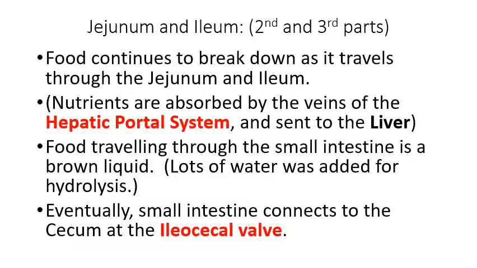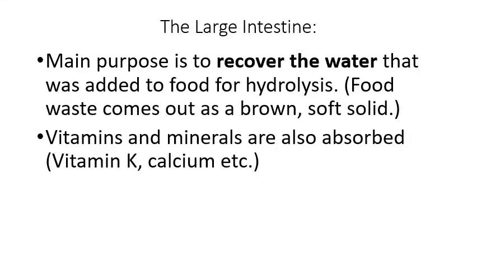Okay, so once we've added all that stuff to the food, they continue their journey through the small intestine. The food continues to be broken down and hydrolyzed as it travels through the jejunum and the ileum. The nutrients are absorbed by the veins of the hepatic portal system, and then they're sent to the liver for detoxification. Then the food enters the cecum through the ileocecal valve.